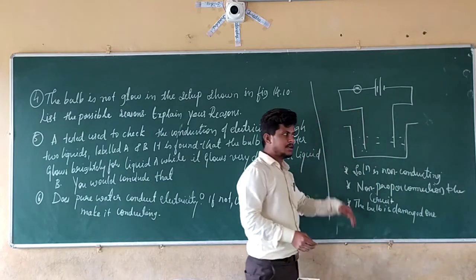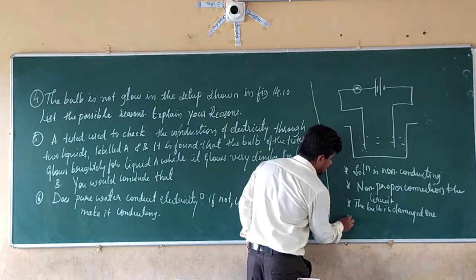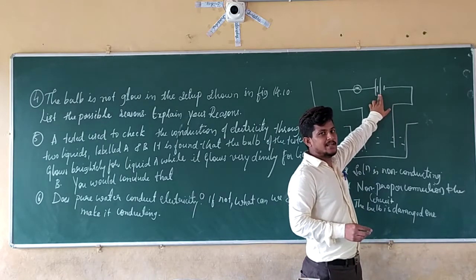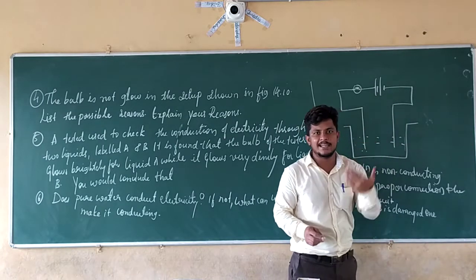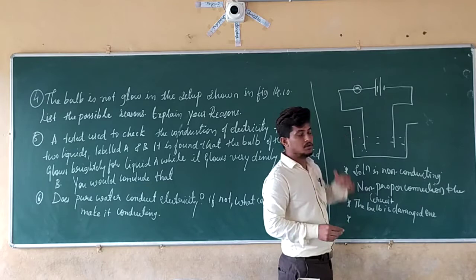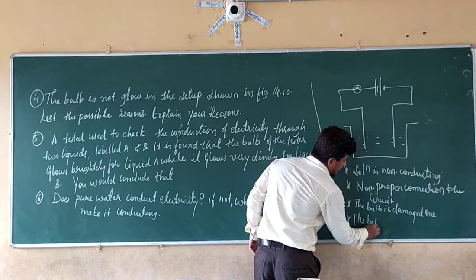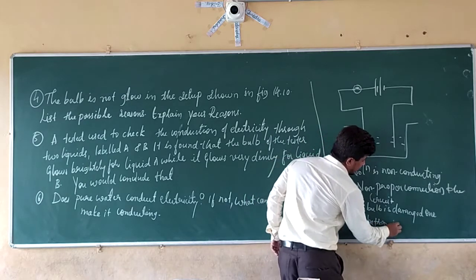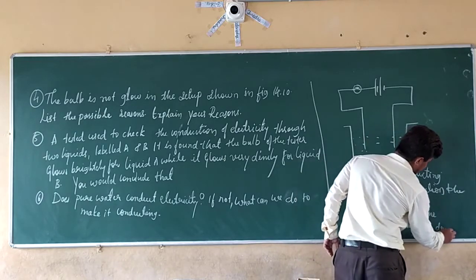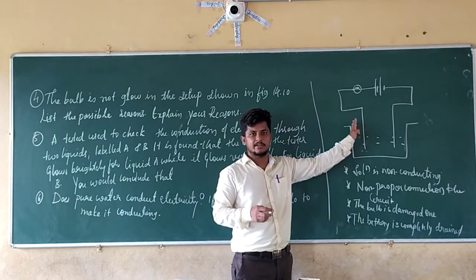In that case, the conduction is happening, but the bulb is not glowing. And the fourth reason: the supply we are using here, the battery, is completely drained out. The charge of the battery is completely low. Then also, is it possible that the bulb will glow? No, it is not possible. So the fourth reason is that the battery is completely drained. So these are the four reasons we can observe in this question.